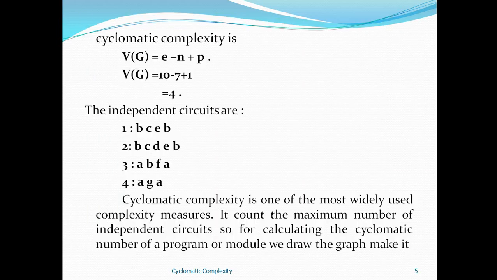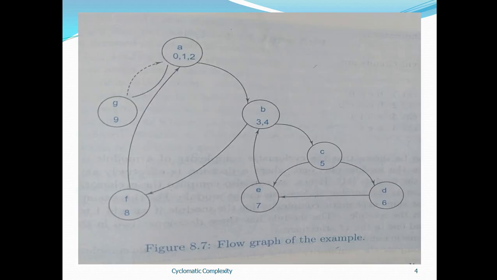Now we write the independent circuits. The independent circuits are A to B, B to F, and F to A.